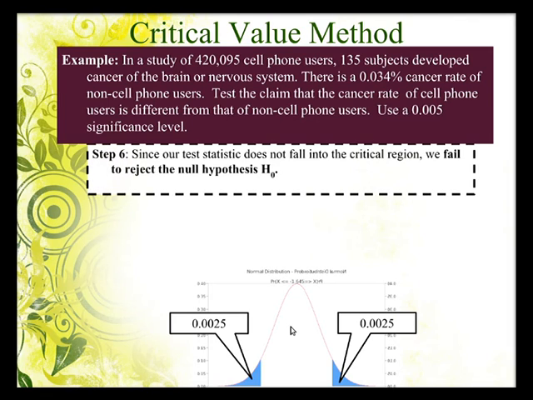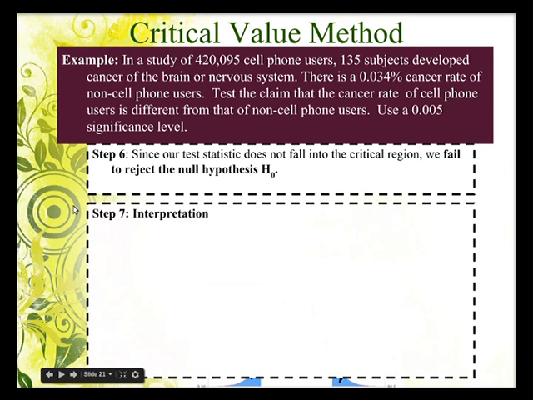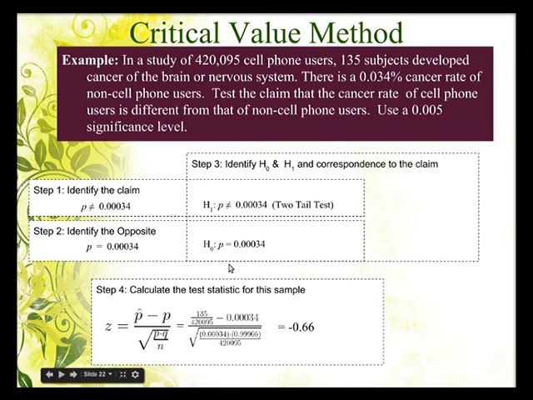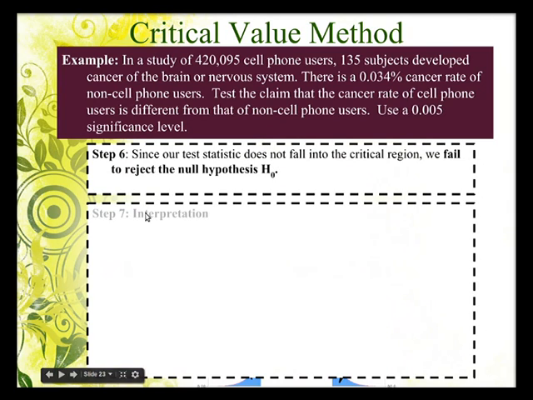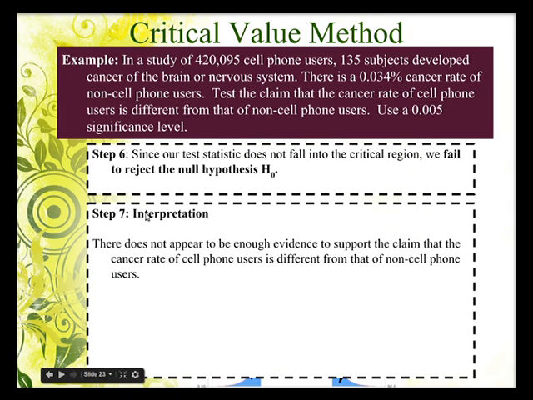So since our test statistic was not in the critical region, we're going to fail to reject the null hypothesis. So now let's interpret that. Looking back at the beginning, I failed to reject the null hypothesis, so let me cross out the alternative hypothesis, which corresponds to the claim. So since I've crossed out the claim, I can say effectively that there's not enough evidence to support the claim that the cancer rate of cell phone users is different from that of non-cell phone users.